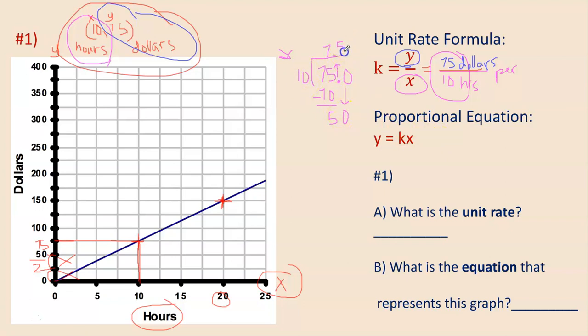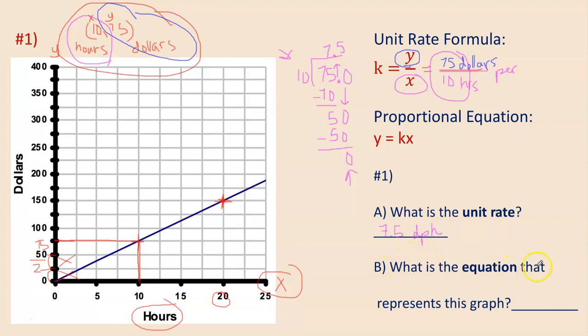The answer to the question goes at the top. 5 times 10, the multiplication goes below. 5 times 10 is 50, and that's what you subtract. 50 minus 50 is 0, and there's nothing to bring down, so the answer is 7.5 for my unit rate. So my unit rate is 7.5, and then I'm going to put D for dollars, P for per, H for hours. So $7.5 per hour. That's above minimum wage.